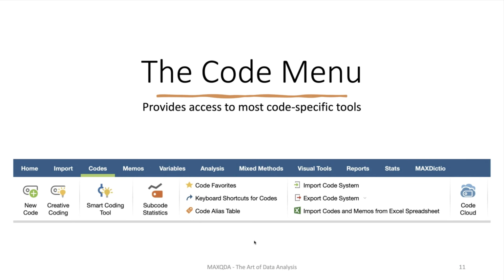So MAXQDA has a menu. You can see all the menus there on the screen, a menu called Codes. And on the Codes menu, it provides you with a lot of different options.